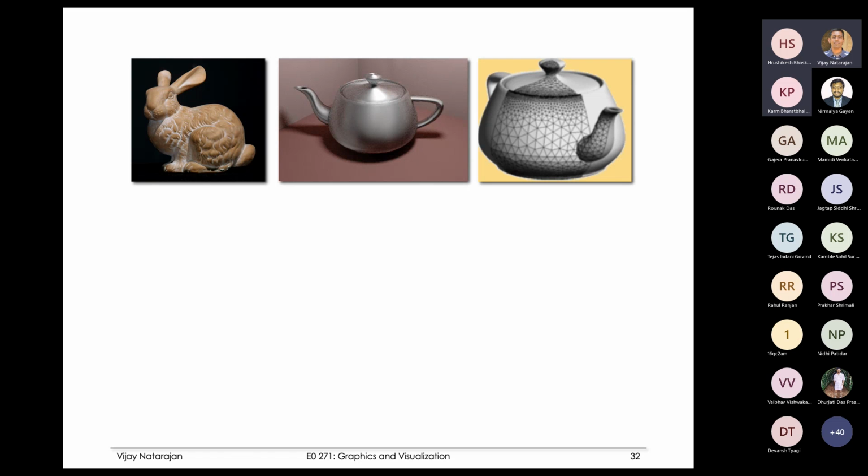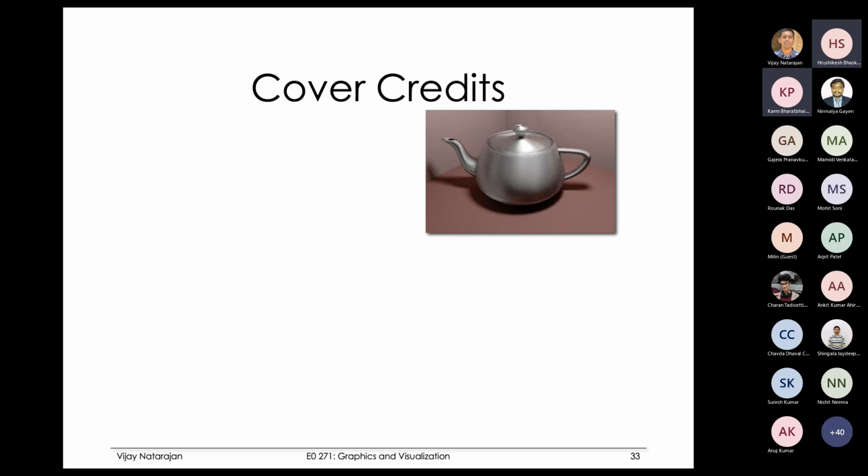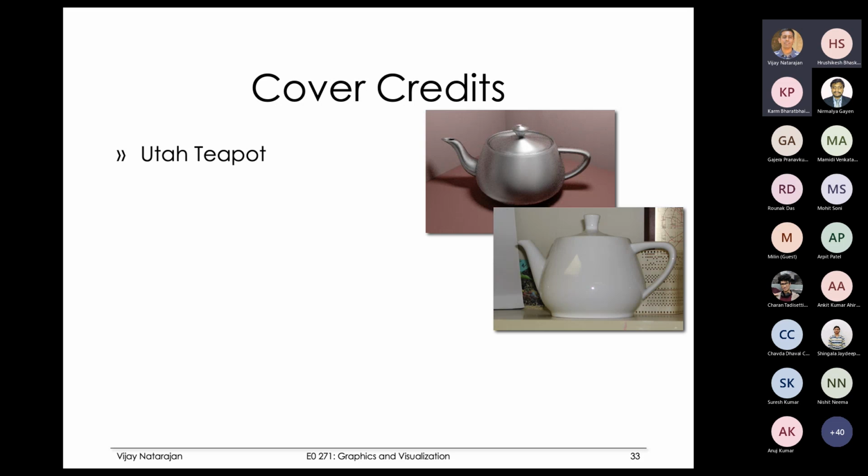Maybe not. Okay, the one on the top left is a bunny. It's called the Stanford bunny. And the models of the teapot that you see in the middle and right are called the Utah teapot. These are historically important. They go back to the history of graphics. So the teapot first, because it came chronologically earlier. This is the original teapot, made of porcelain and available in a museum.